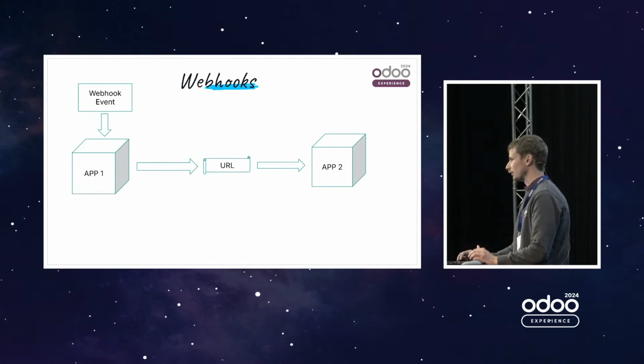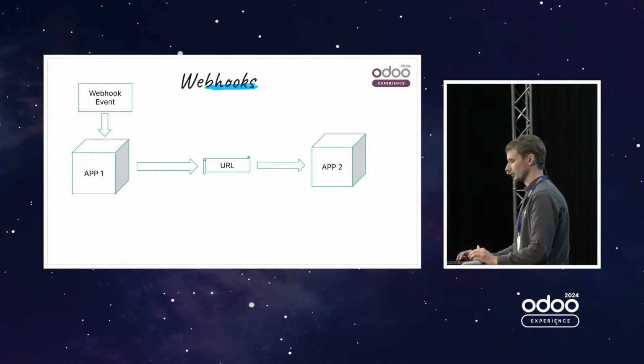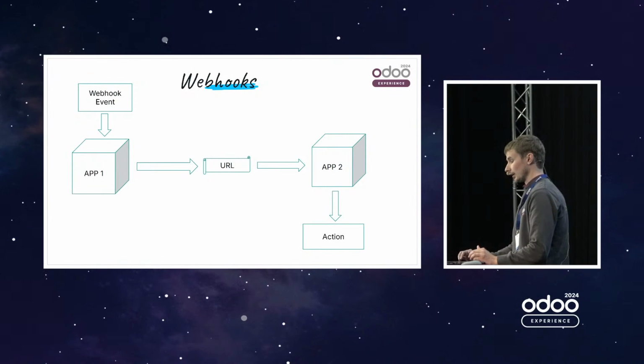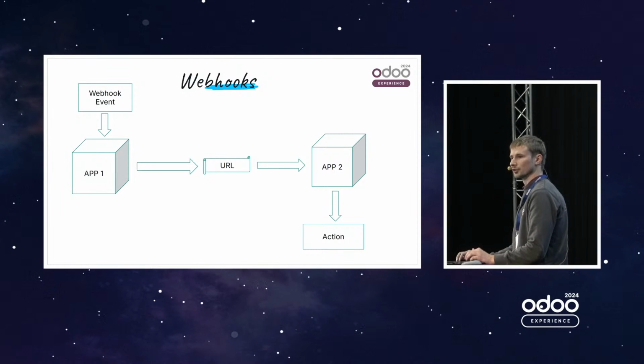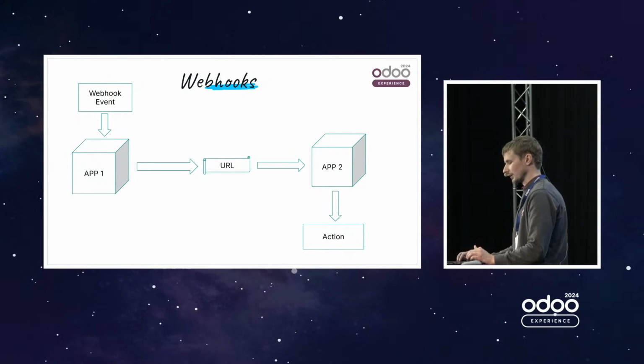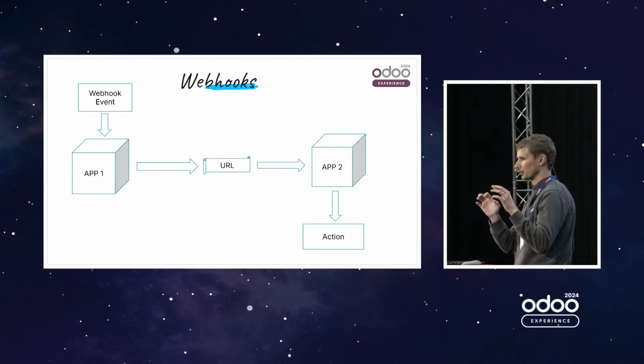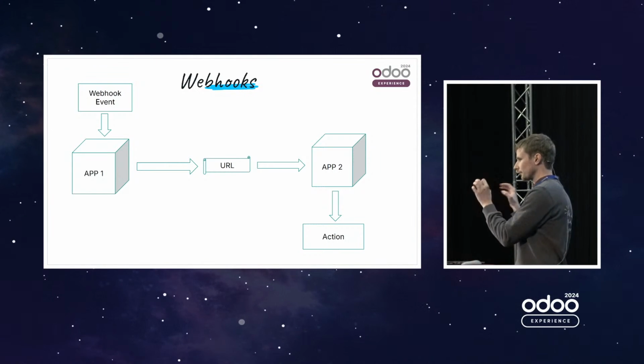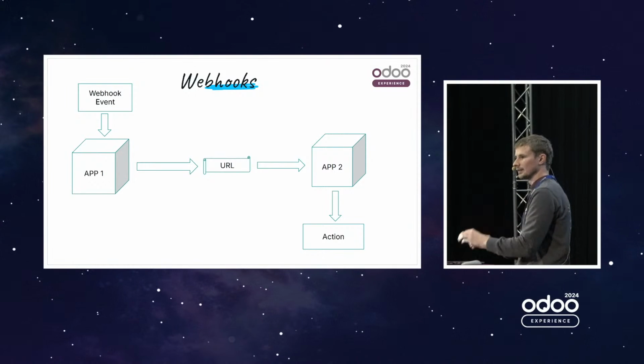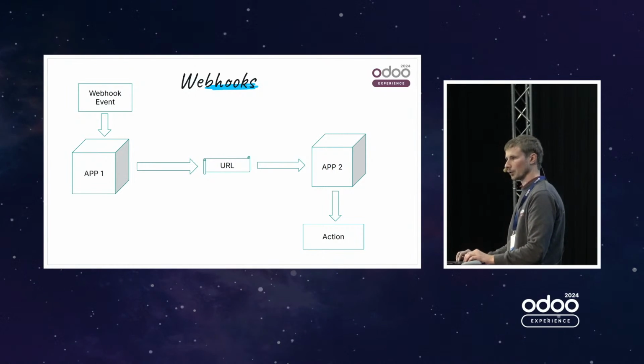As soon as application 2 receives the information or the notification, the application will be able to proceed to one or several actions that they define on their side. So really easy: we have one webhook event in the first application, we send the information to the second application, and then they will be able to trigger all the actions that they want.